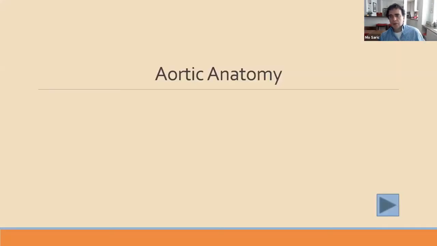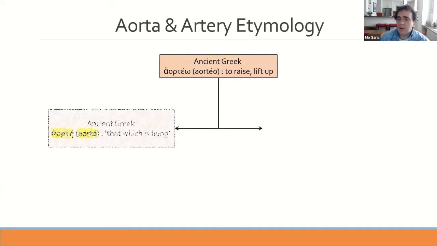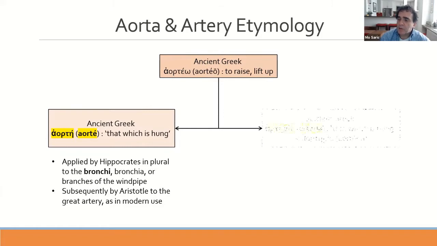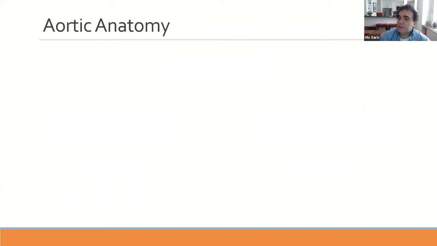Let's start with the aortic anatomy. So aorta and artery share the same etymology. If you never think about it, let me just show a little bit of the Greek etymology for these words. Both aorta and artery were originally referred to the bronchi and the tracheobronchial tree rather than the arteries themselves, something that carries the blood. But eventually they were applied to systemic blood vessels. And let's look at the basics of aortic anatomy.